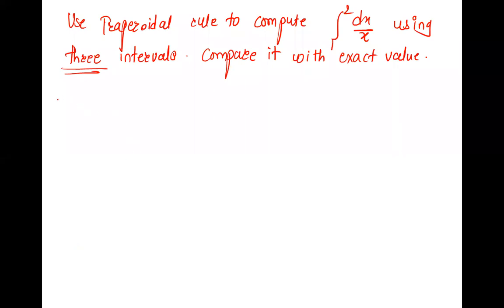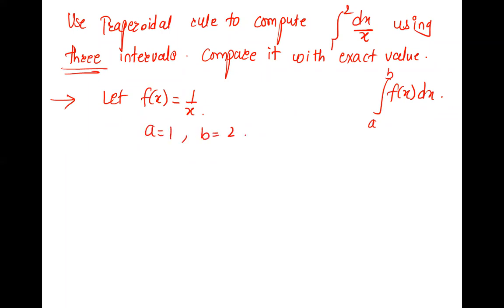So first thing, to solve by trapezoidal rule, we should have f of x. So what is the f of x here? If we compare with integration a to b f of x dx, what is f of x? 1 by x, right? So f of x is 1 by x. And a is 1, b is 2.